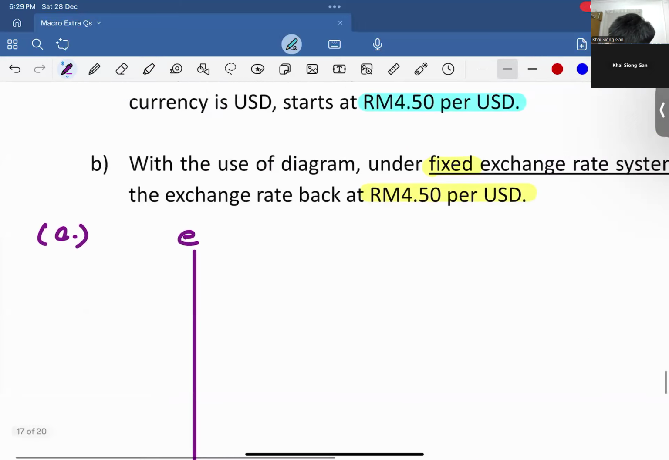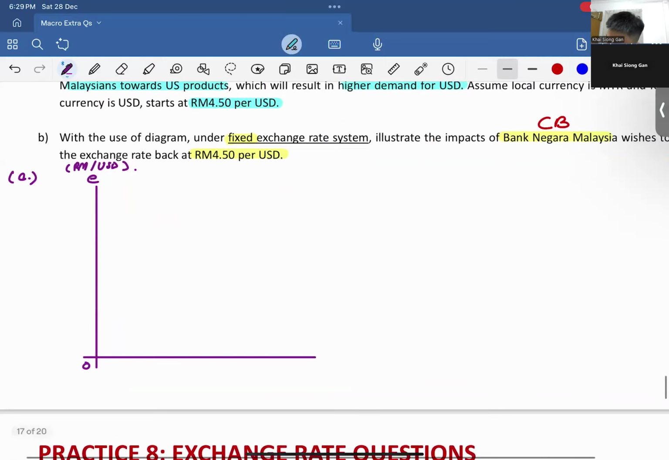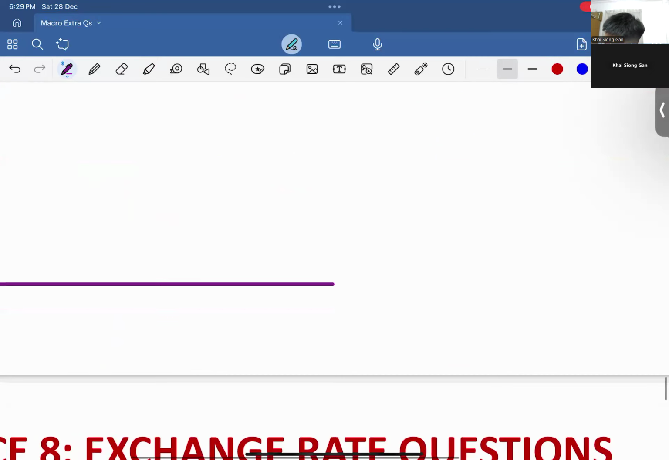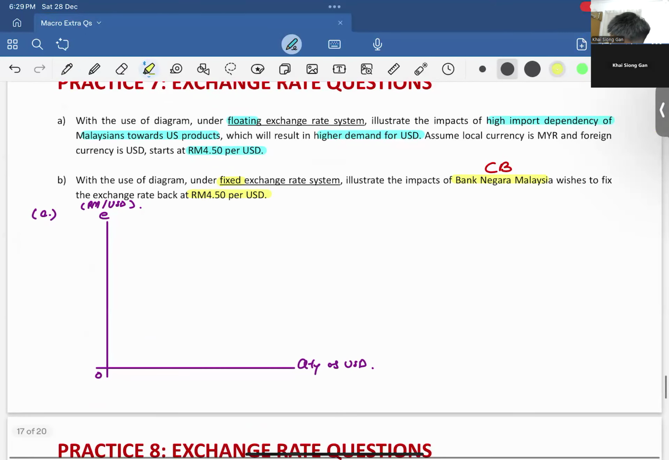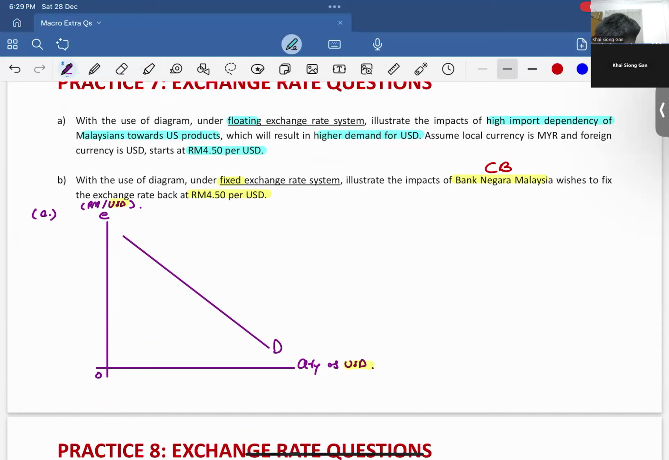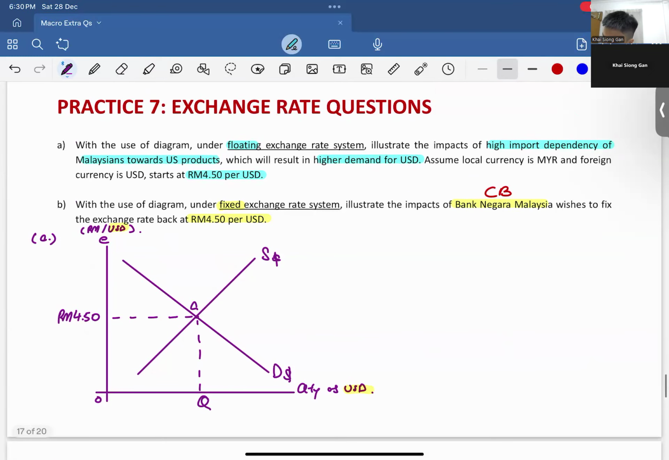Direct quotation, RM per US dollar, because they want us to do RM as the local currency. US dollars is the foreign currency. So here will be the quantity of US dollars. Why? Whatever here is here. Therefore, my demand and supply will be on US dollars, at first at point A, 4.5. Okay, that's the initial point.